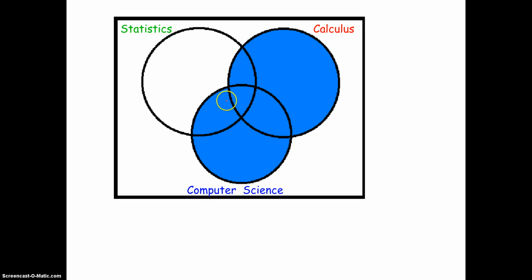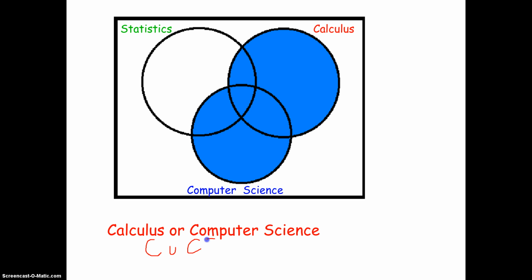So here we have all of the computer science section and all of the calculus section. Notice how we aren't looking for just the students that are in computer science and calculus. We're not looking for the intersection. We're looking for all of the computer science and all of the calculus circles, right? So this is really the union, right? Yes, the union of both the calculus and computer science classes.